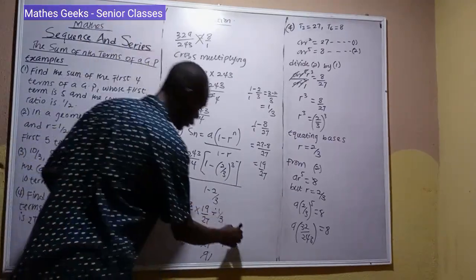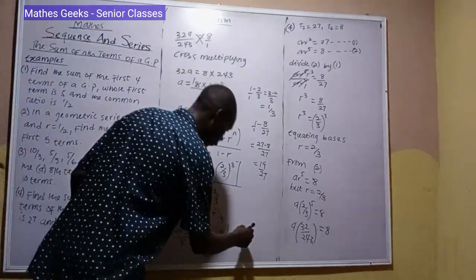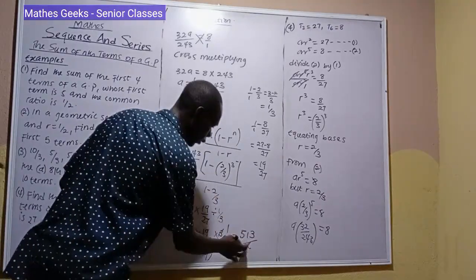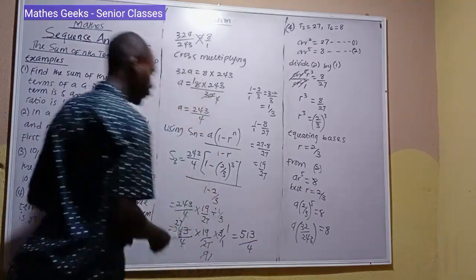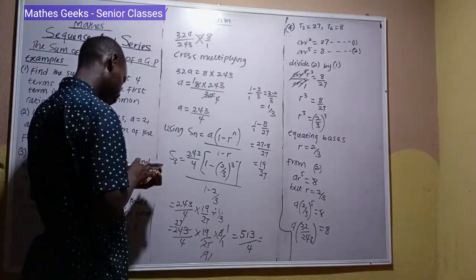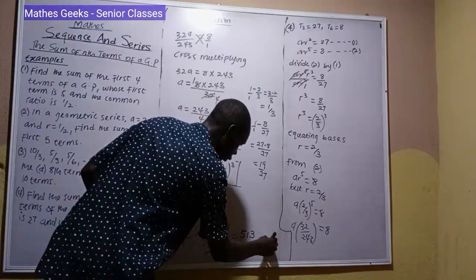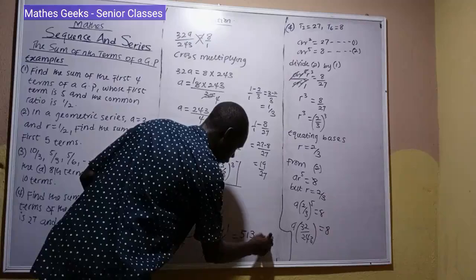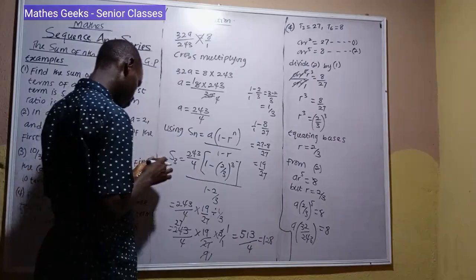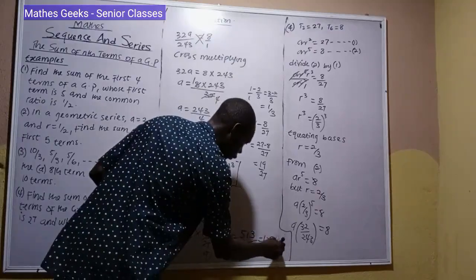So 27 times 19 is 513, divided by 4. So 513 divided by 4. We reduce it further, and that will give us 128 whole number, remainder 1 over 4.